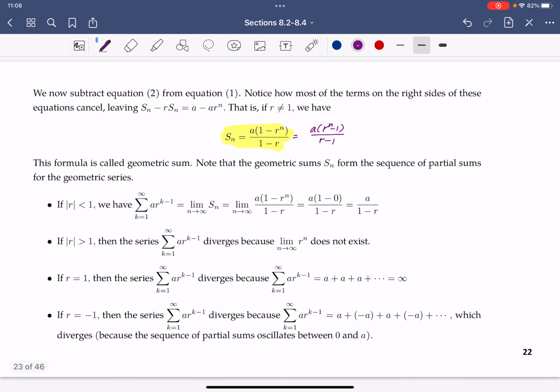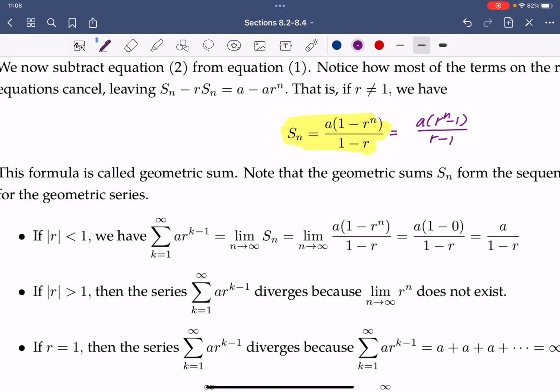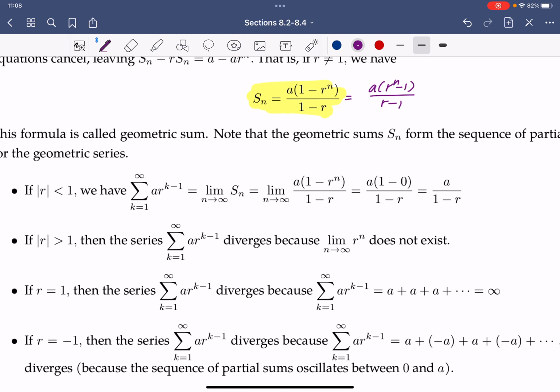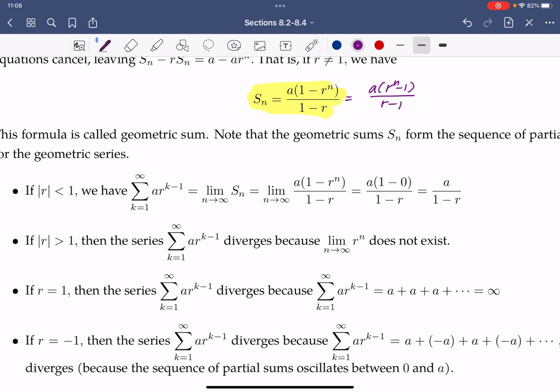Alright, so with this formula, everyone, how do you conclude it? You're going to take the limit of the one that I highlight in yellow. So this is the formula for Sn. So now we're going to take the limit. So what is the limit of the term that I highlight in yellow? So if absolute r is less than 1, what happens?